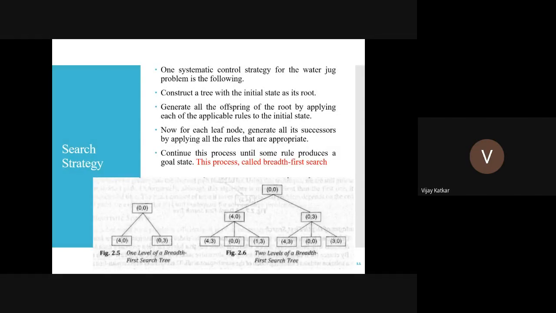So here, this is a process. Initially, I have 0, 0. When you have 0 liters of water in X and Y, there are two possible rules. One rule is I can fill gallon X. Another rule is I can fill gallon Y. So there are two possibilities: either I can fill gallon X or I can fill gallon Y. So this is the first step.